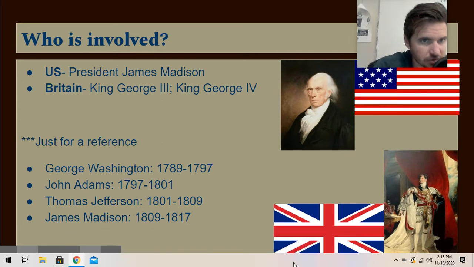We have the U.S. with James Madison as the president, the leader of the United States. And in Britain, we have King George III, who you should remember from the American Revolution. He does die very early on during this conflict. So you also have King George IV, who is the son of King George III.